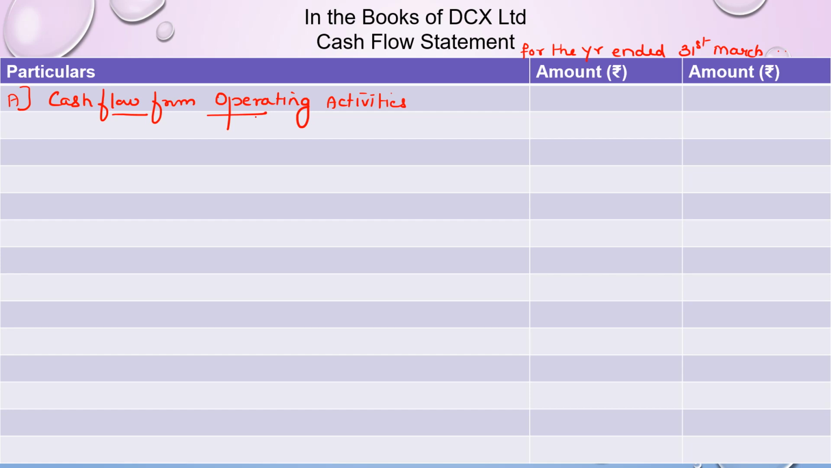So under this, we are going to start with the net profit before tax. For this, we would prepare a working note, give working note reference 1. Then we would be adjusting, and the adjustment is for non-cash and non-operating items, where we add back the non-cash expense and non-operating expenses and losses, and we would subtract any non-cash income or any non-operating income or gains.